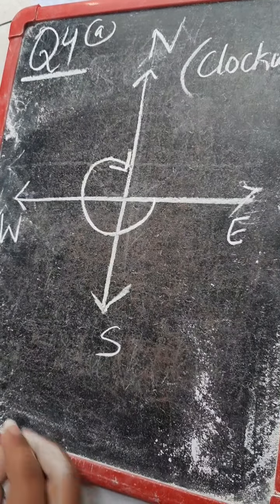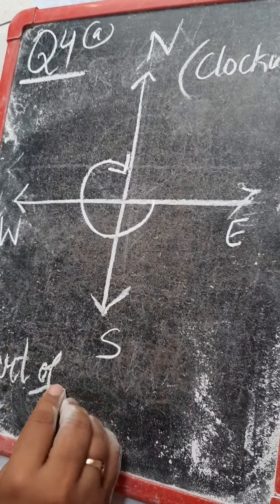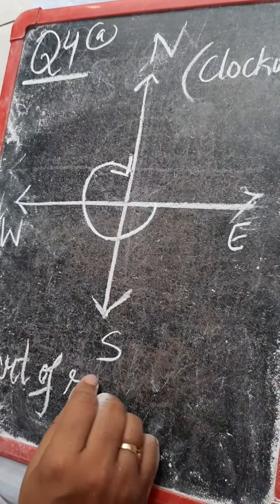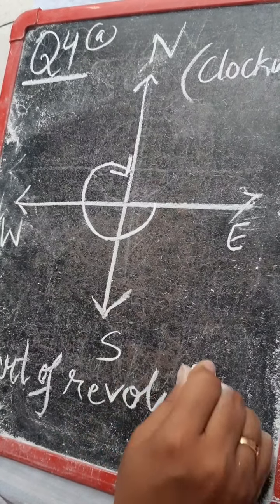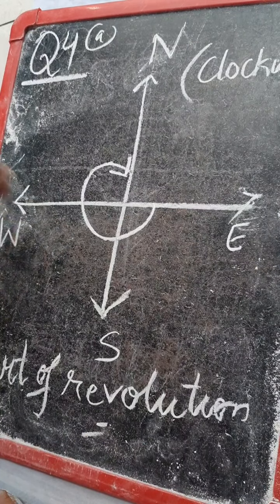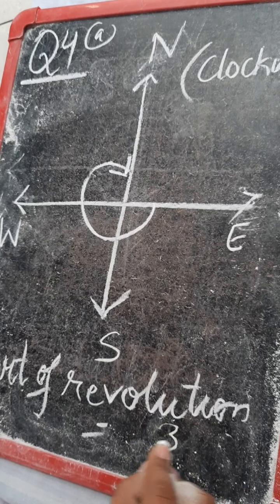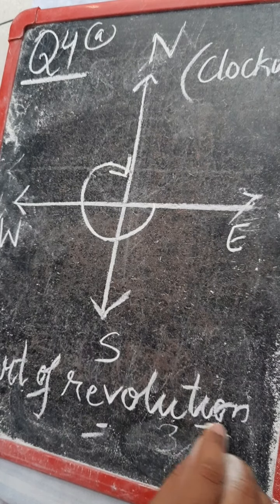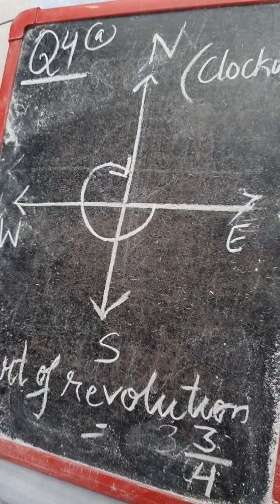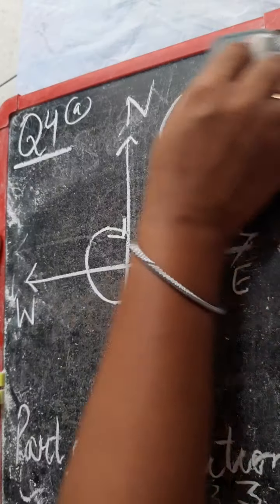Now I have to write the part of revolution, meaning fraction. Now check what is the fraction of revolution. Part of revolution, that is 1, 2, 3. 3 upon 4. It's just like a fraction. So I will write 3 upon 4. So next is our B part.